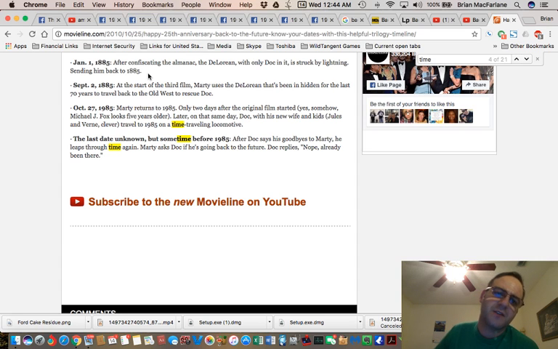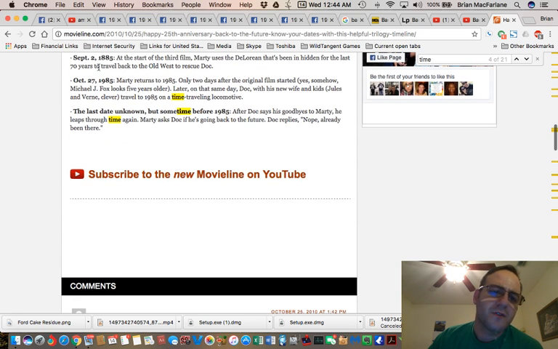So September 2nd, 1885, at the start of the third film, Marty uses the DeLorean that's been hidden for the last 70 years to travel back to the Old West to rescue Doc. October 27, 1985. Marty returns to 1985, only 2 days after the original film started. Yes, somehow Michael J. Fox looks 5 years older.